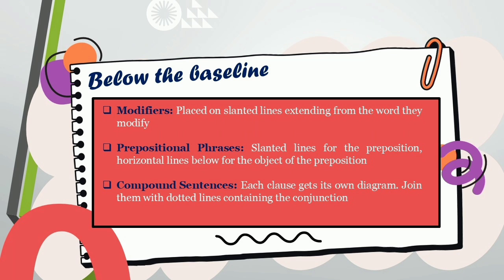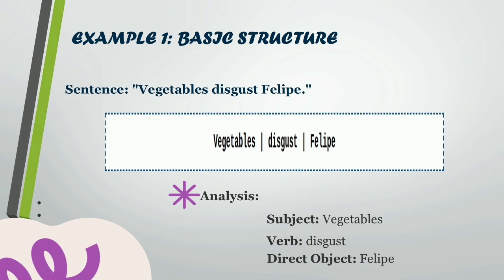Once your baseline is secure, you can look below it to place modifiers and complex connections. Simple modifiers extend downward on descriptive slanted lines. For prepositional phrases, we use a two-part approach. Draw a slanted line for the preposition, then extend a flat horizontal shelf from that line to hold the preposition's object. When dealing with compound sentences, stack each clause on its own separate baseline, then link them with a dotted connector line that holds your coordinating conjunction.